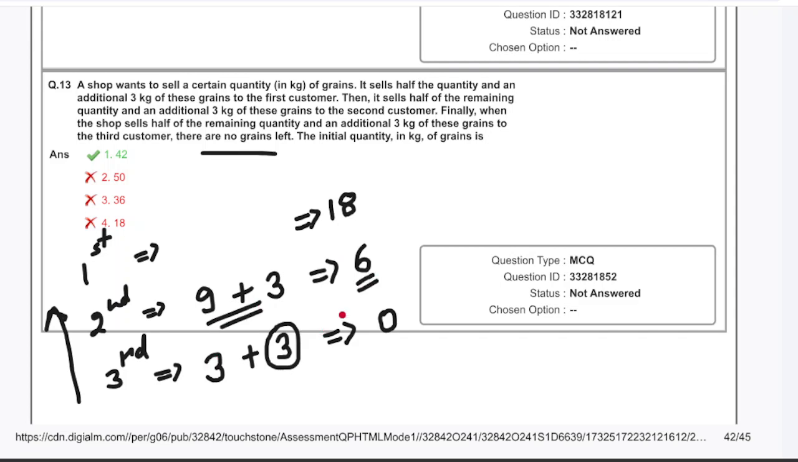In the same way, the first person when he came, there should be double of 18, that is 36. Sorry, 18 plus 3, because he picked up extra, 21, and double of that, 42. In total, there should be 42 grains in the beginning.